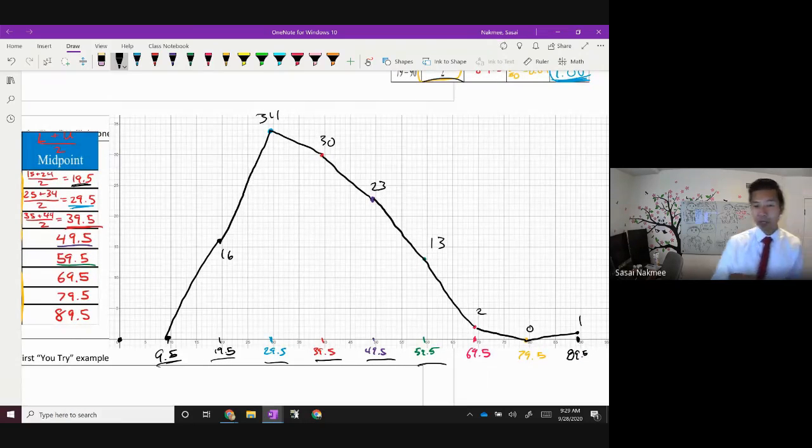When you draw a frequency polygon, you don't need to write the numbers down.